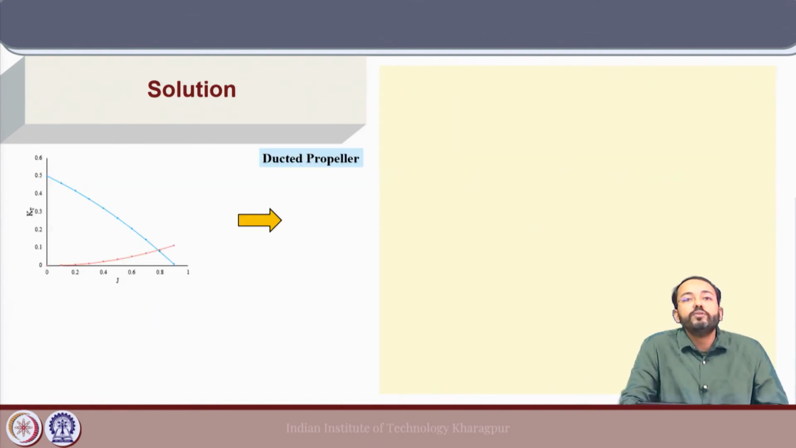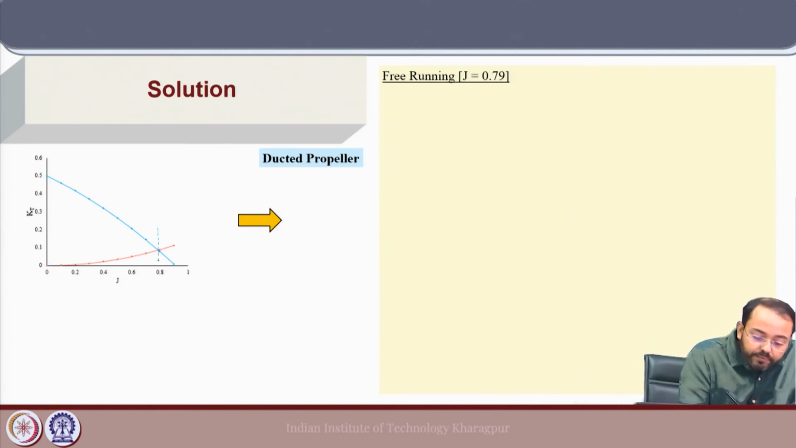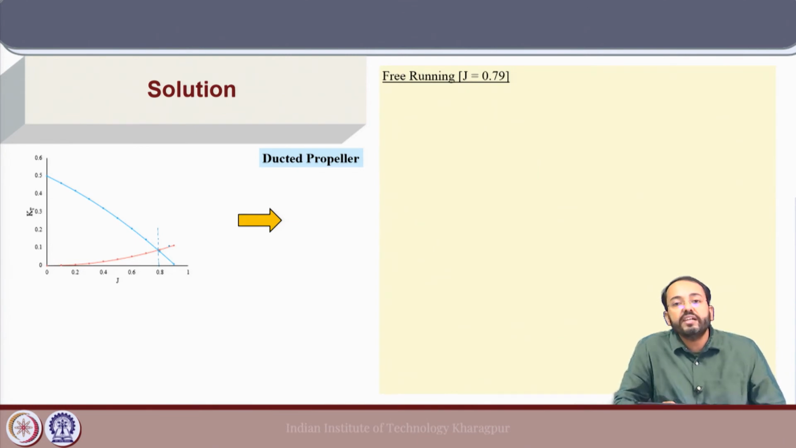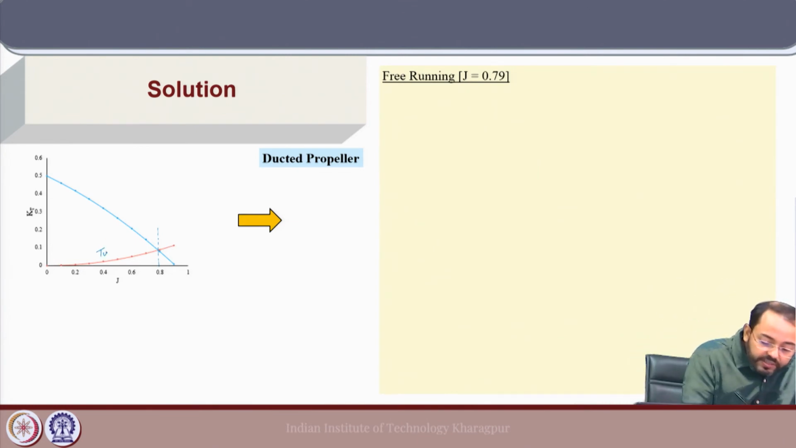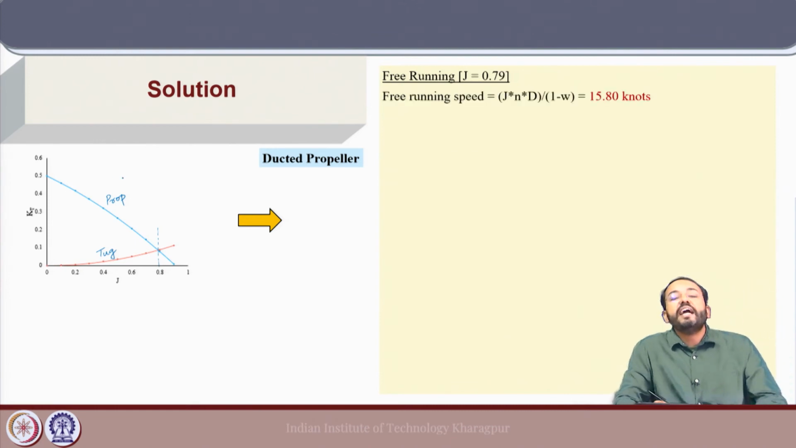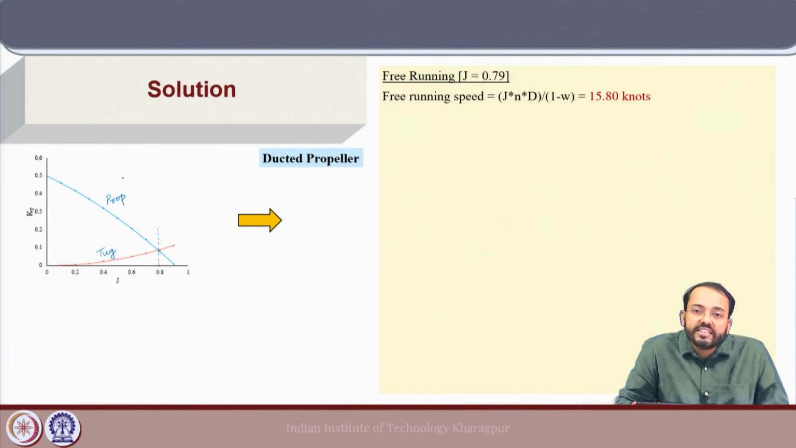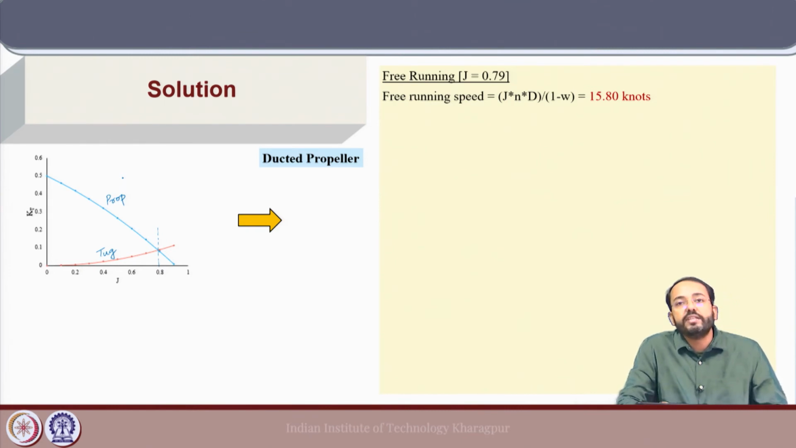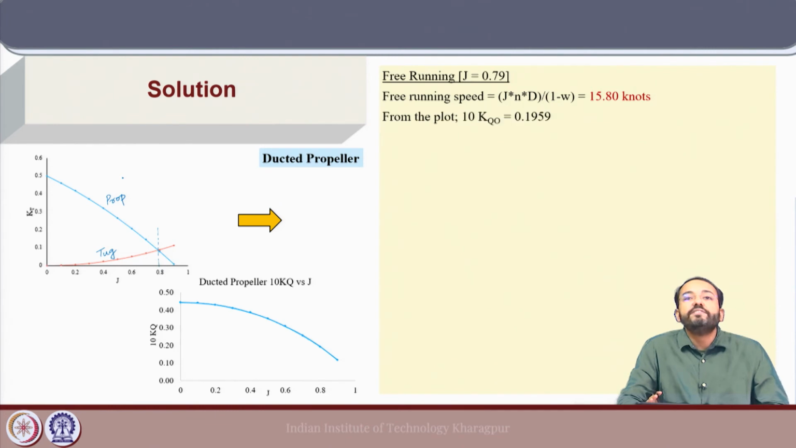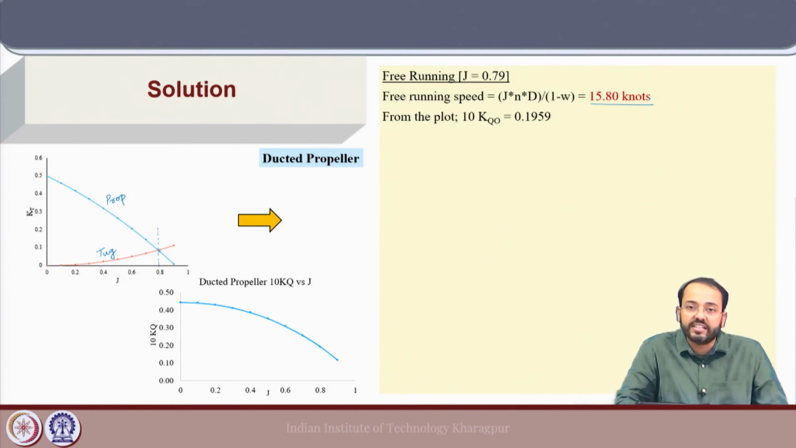Next, we do the same calculations for the ducted propeller. Here also we find the point of intersection between the KT curve from the tug requirement, the red line, and the KT curve for the propeller, and we see that for this particular problem the data is given in such a way that they intersect at a similar value of J, which is 0.79, and that gives a free running speed of 15.8 knots, which is the same as for the other case.